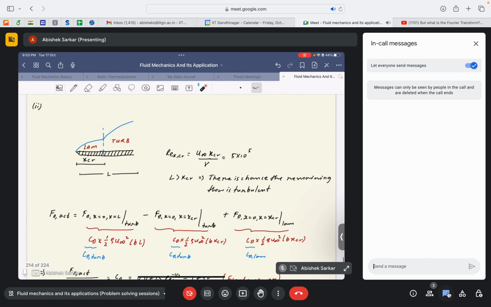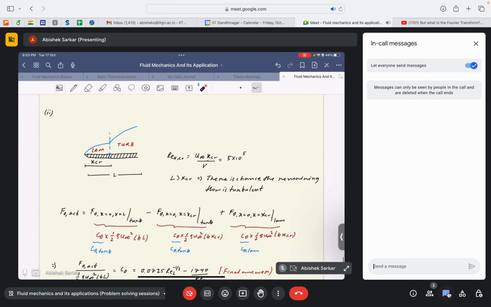So here what we are told is that in the previous case we have assumed that the boundary layer is turbulent throughout the flat plate.